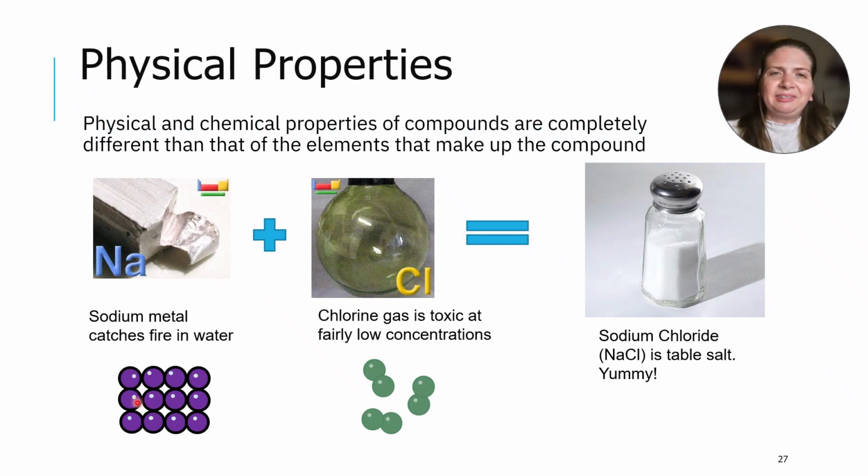In an earlier video, we discussed physical and chemical properties. It is important to recognize that the properties of a compound can be completely different from the properties of the elements that make up that compound. For example, sodium metal is a soft, silvery metal that can be cut with a dull knife, and it reacts strongly with water. Chlorine gas is toxic at relatively low concentrations. However, when sodium and chlorine react, they form sodium chloride, which is table salt that we eat safely on our food every day.